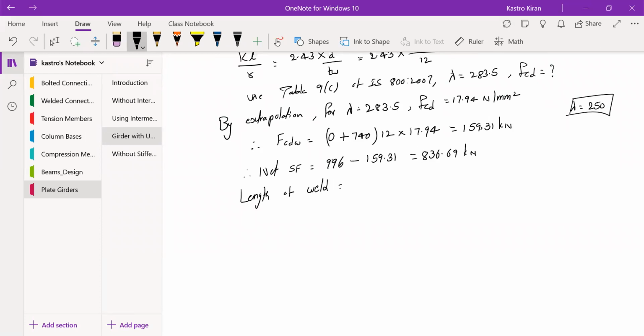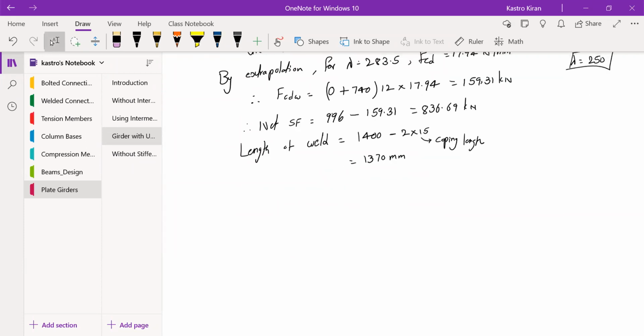Length of weld equals the total depth of web, that is small d, the depth of the web, which is 1400 minus 2 times 15. What is this 15? I have been telling that it is the coping length. Okay, don't forget this one. 15 is the coping length. So this will give you 1370 mm. So this is the amount of welding to be done. Up to 1370 mm, you have to do the welding process.